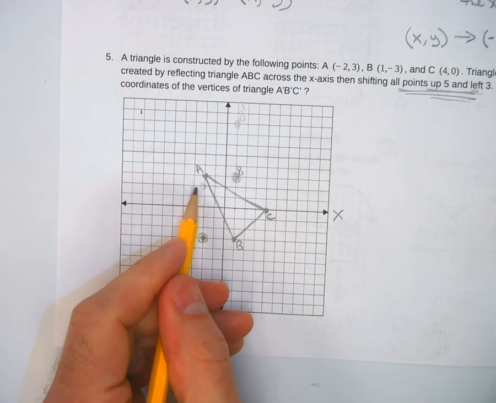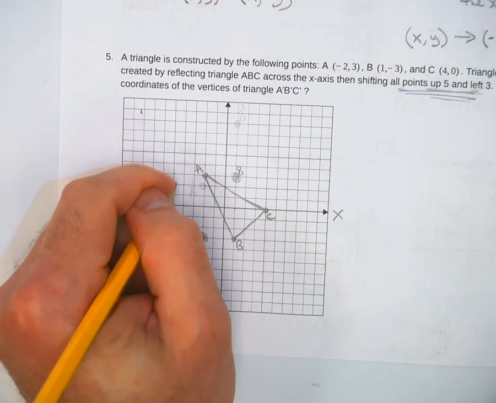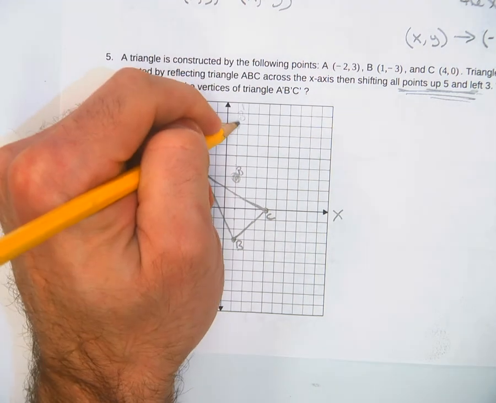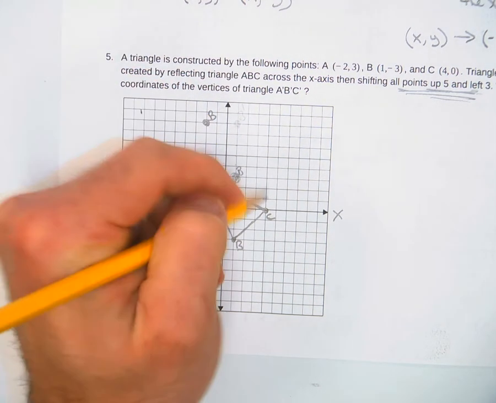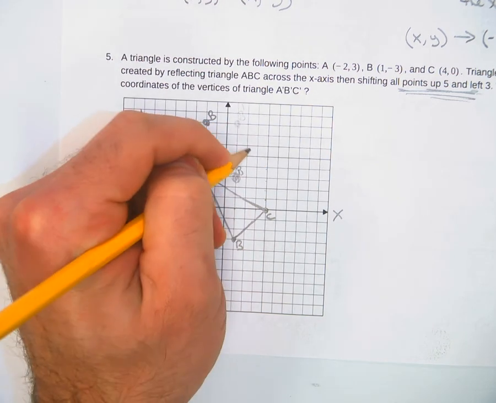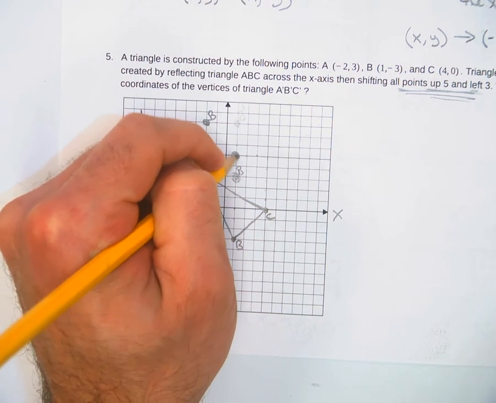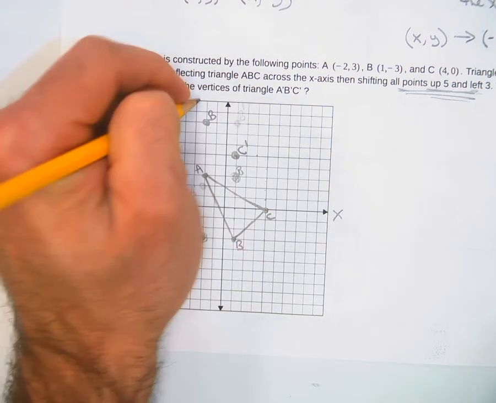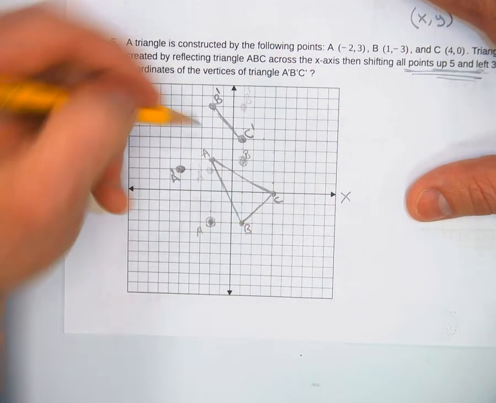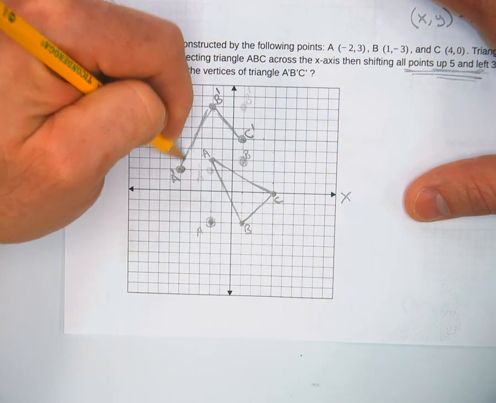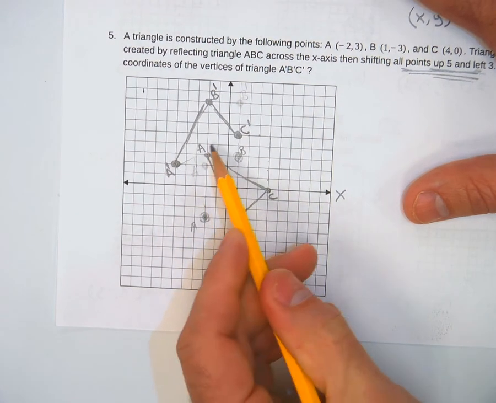Up 5 and 1, 2, 3. That's the final spot for A. Up 5 and left 1, 2, 3. That's the final spot for B. And up 1, 2, 3, 4, 5 and left 1, 2, 3. That's the final spot for C prime. B prime, A prime. Make our triangle. And that is what it would look like after doing both transformations.